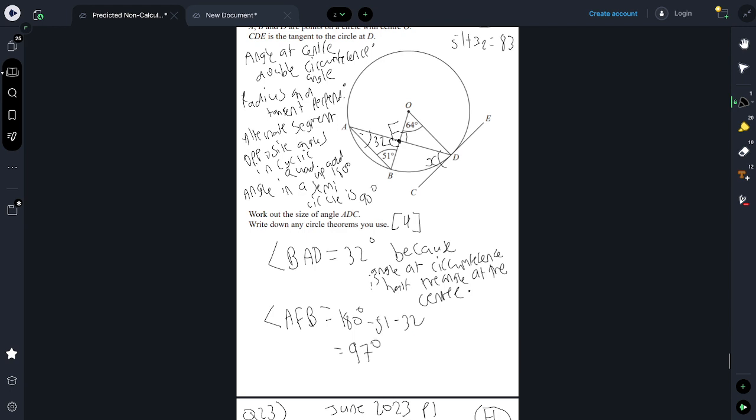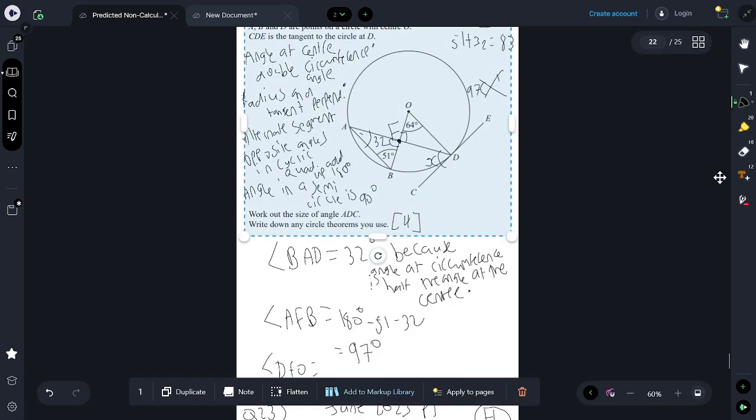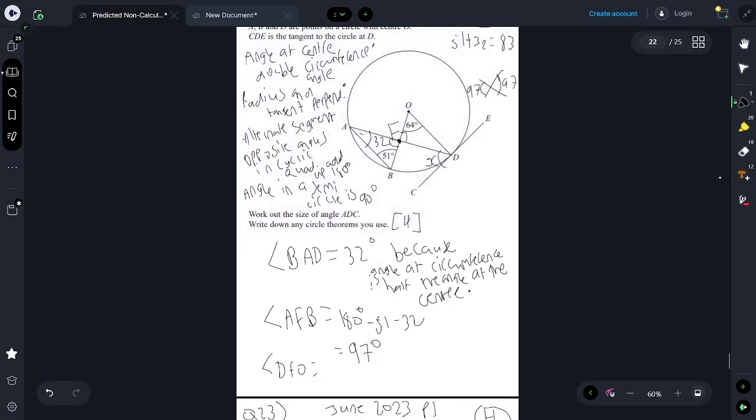But then I said, well, we know this angle as well, which could be useful. DFO. So angle DFO. Well, they're vertically opposite, aren't they? They look like this. So this angle is 30. No, it's 97. So this angle also has to be 97. They're vertically opposite. So therefore, it's 97. So that's DFO, okay?